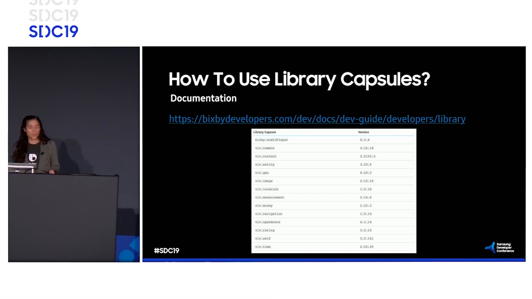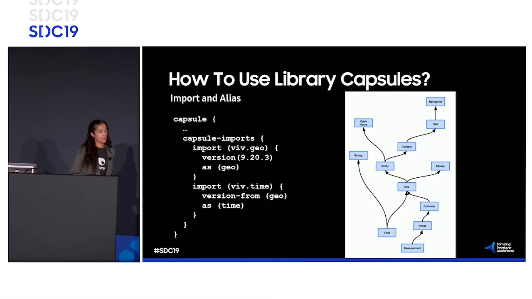How do you use them? Well, BixbyDevelopers.com has a list of all the library capsules that are available, along with their recommended version. So all you have to do is to open the capsule.bxb file and import the capsule. You declare the version you want to use, and then you can give it an alias, which will become the handle that you use to refer to that library everywhere else in your code. We also provide this neat dependency graph across the library capsules. So how does that work?